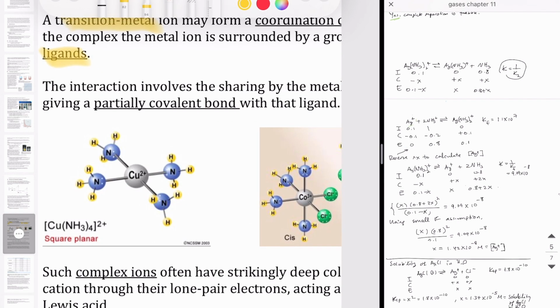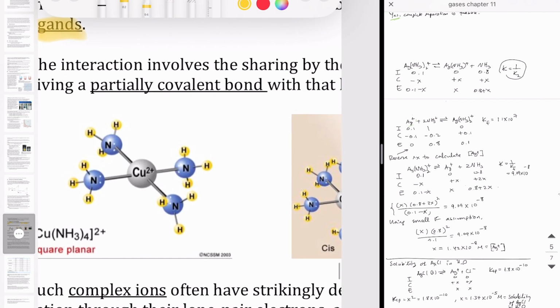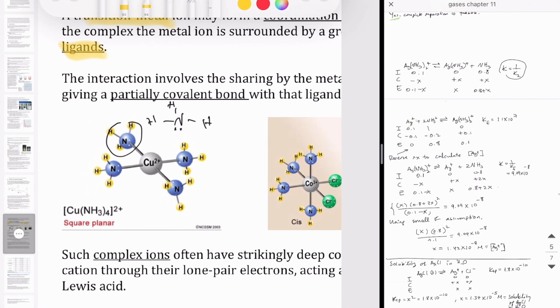Here's a couple of examples of complex ions. This one in particular has copper as the transition metal ion, and it has 4 ligands surrounding it. Each one of the ligands is ammonia, and you might remember ammonia has a structure that looks like this, with a lone pair on the nitrogen. That lone pair is what's being used to form this coordinate covalent bond with the transition metal.